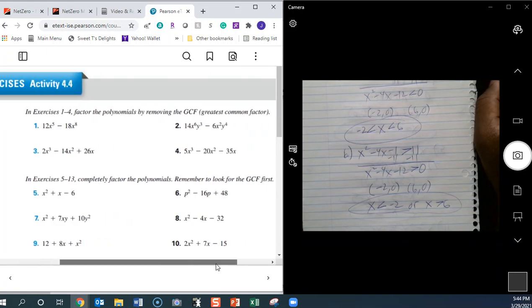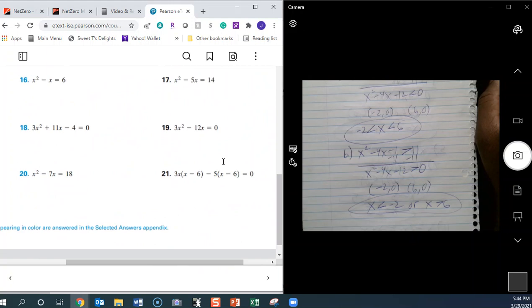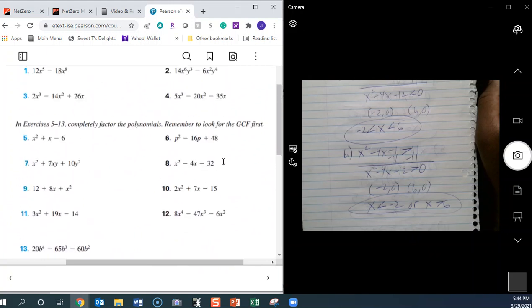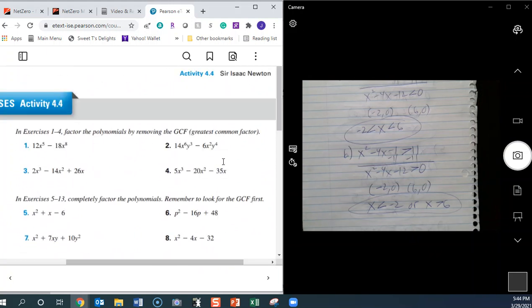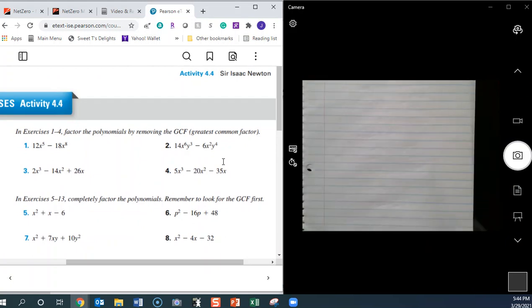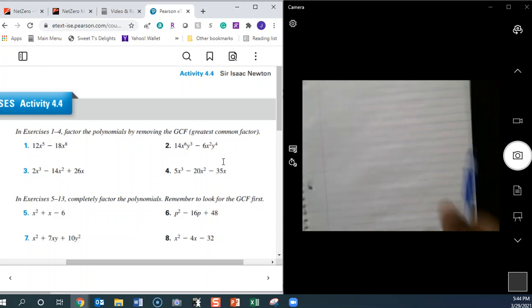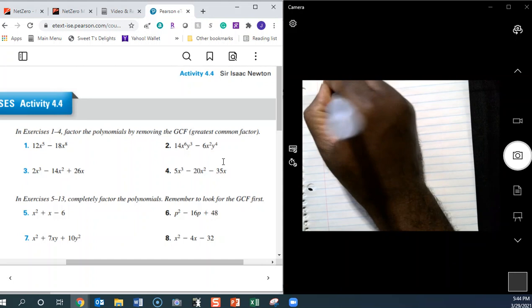All right. Now we're supposed to do 1 through 21 odd. So I'm going to go over a few of these with you. Okay, so now it says here, in exercises 1 through 4, factor the polynomials by removing the greatest common factor. Okay, so now let's look at number 1.